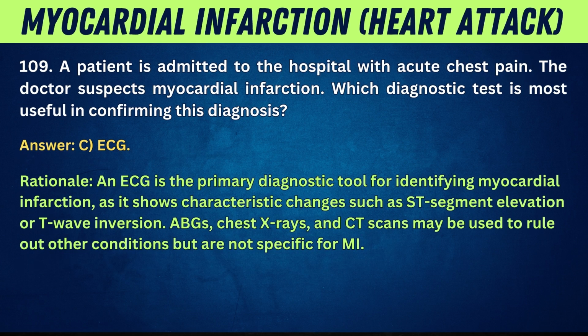ECG. Rationale: an ECG is the primary diagnostic tool for identifying myocardial infarction, as it shows characteristic changes such as ST segment elevation or T-wave inversion. ABGs, chest X-rays, and CT scans may be used to rule out other conditions, but are not specific for MI.